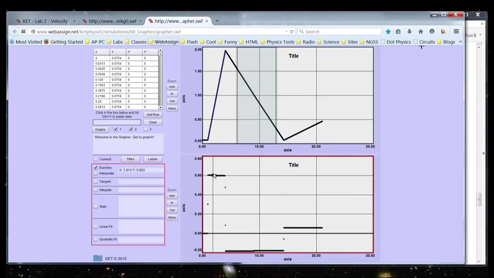So here we have everywhere around 60 centimeters per second. Here it's all down around minus 18 centimeters per second. Okay, you got the plan? I hope that makes sense to you. So that's what happens in the second part of the lab.